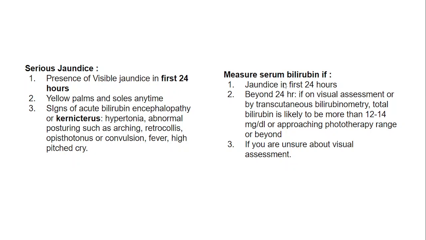Measure serum bilirubin if jaundice is within the first 24 hours. If the jaundice is beyond 24 hours, then do the visual assessment or the transcutaneous bilirubinometry. And if the total bilirubin is likely to be more than 12 to 14 milligram per deciliter, then you can go for phototherapy also. If you are unsure about visual assessment, then go for serum bilirubin measurement.